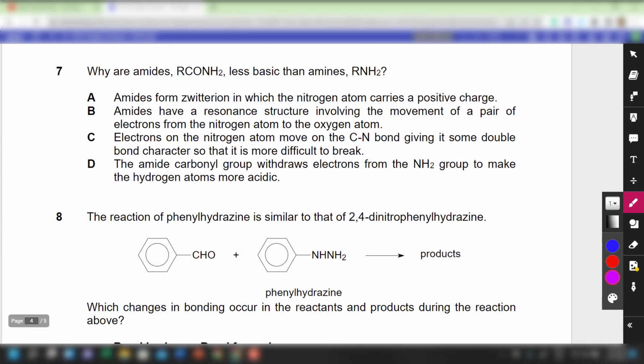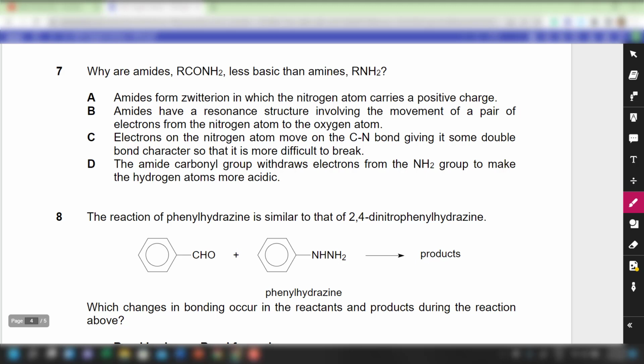Alright, next, for question 7, why are amides less basic than amines? Basically, this question has a very straightforward answer from your lecture notes. The lone pairs of electrons on nitrogen are delocalized over the CO pi system into the carbonyl oxygen. But we will need to read through all the options to see which one makes perfect sense, or is closest in meaning to what we have just discussed.